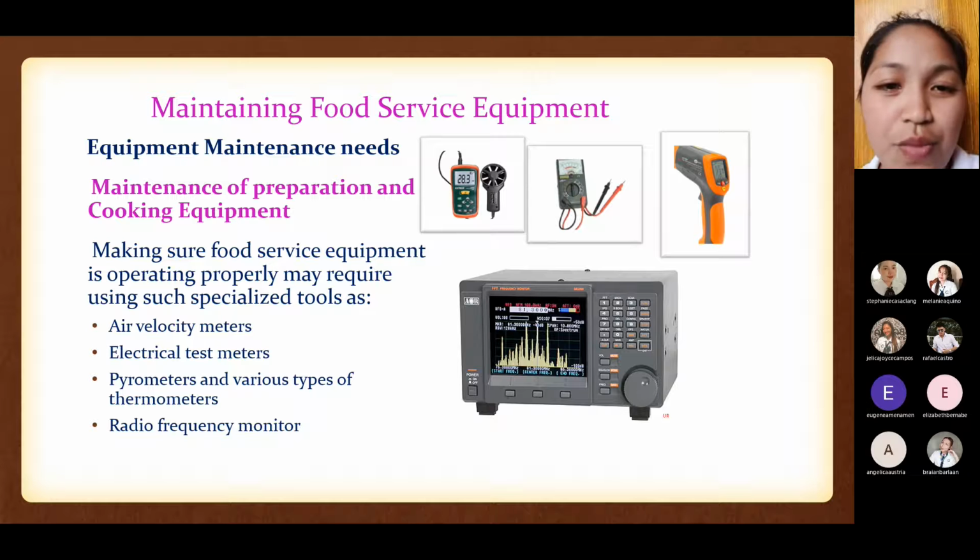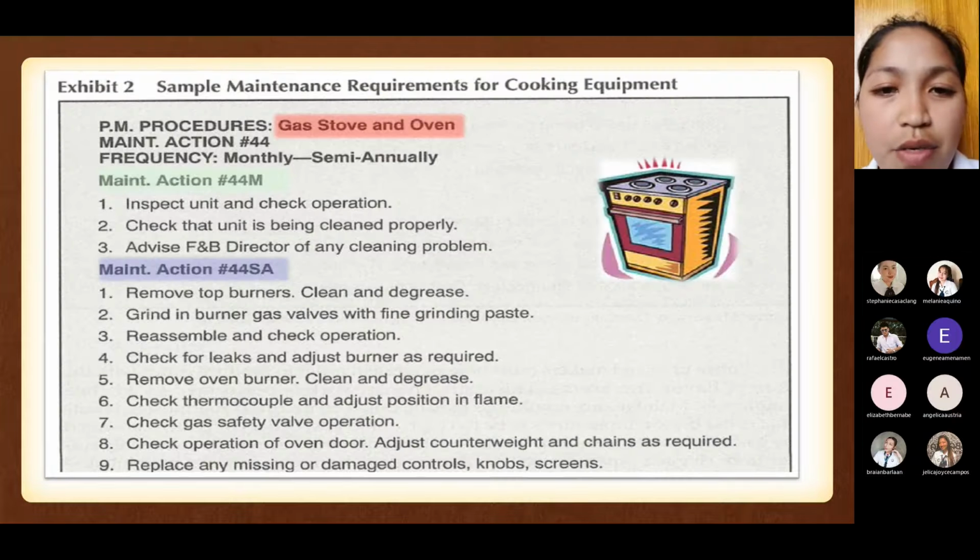Another, maintaining food service equipment. Equipment maintenance needs. We also have a picture sample of equipment. Maintenance of preparation and cooking equipment. Making sure food service equipment is operating properly may require specialized tools such as an air velocity meter, electrical test meter, pyrometer, various types of thermometer, and radio frequency monitor. We have a sample maintenance requirements for cooking equipment, gas stove and oven.